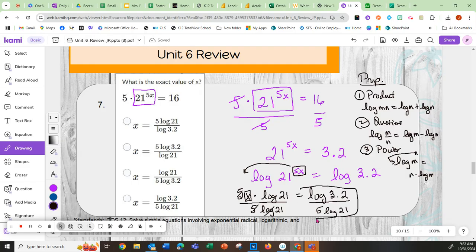And they want the exact answer here. So they're telling you not to use your calculator. So this is going to give us log of 3.2 divided by 5 log of 21, which is going to be that last answer.